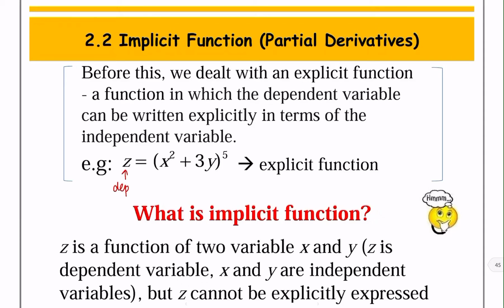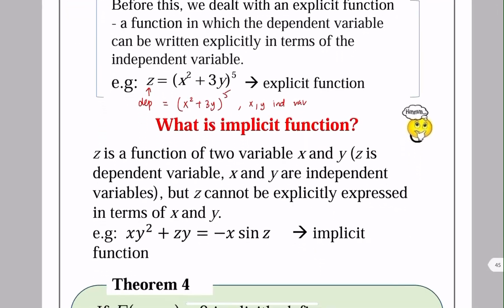Maksudnya, z with respect to the independent variables, which is x squared plus 3y to the power 5, for example, where x and y are the independent variables. Okay, we can separate it. But how about the implicit function?